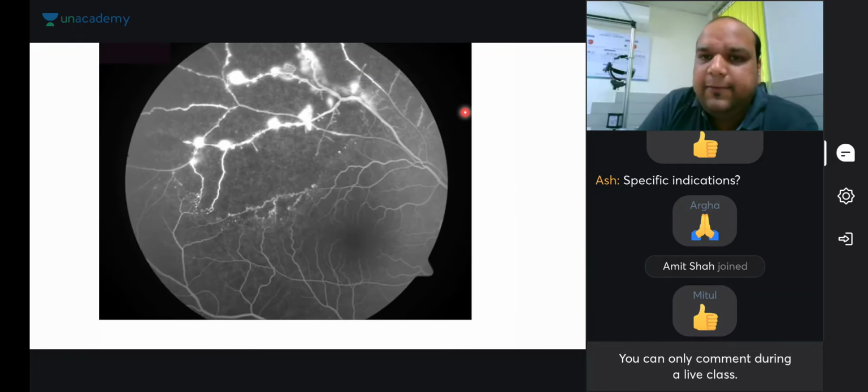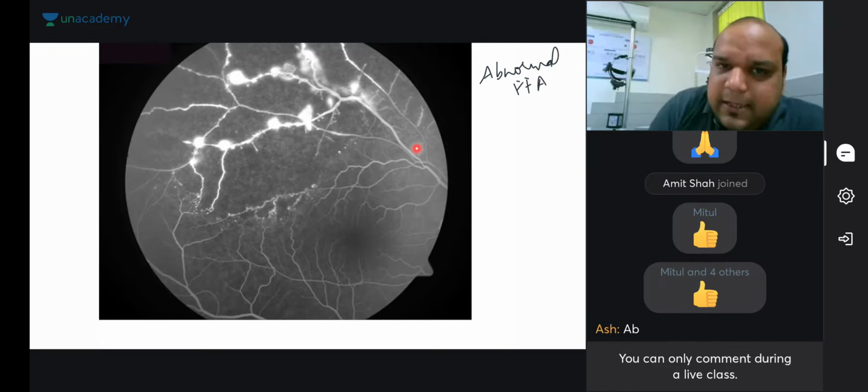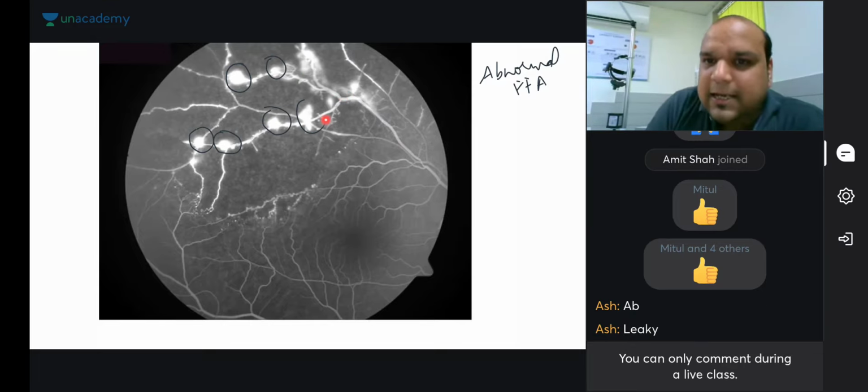Everybody, is this a normal FFA or an abnormal FFA? Normal or abnormal? I hope you understand this as an abnormal FFA. You can see this blood vessel. Everybody see this blood vessel? Yes. Along with this blood vessel, you see all these areas where I am circling black. All these areas are of hemorrhage or leakage.